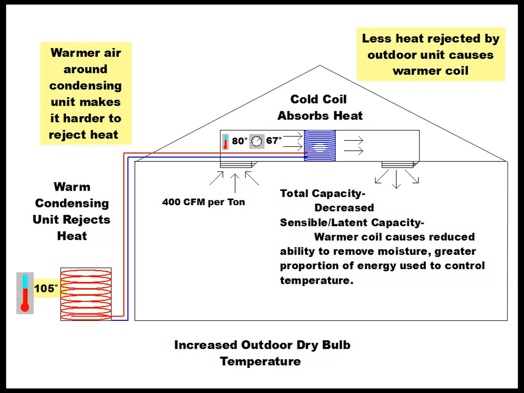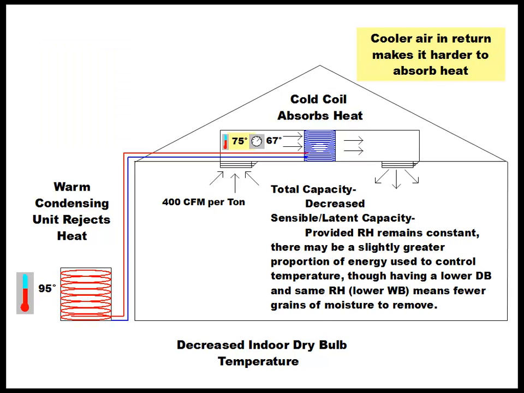So that means the net result here is that the system's capacity decreases, and the warmer coil will cause a greater percentage of energy to be spent on temperature control rather than moisture removal. This is one of the things that makes cooling in areas with hotter than 95-degree design temperatures and high humidity exceedingly difficult. Now, let's look at the example that got us into this mess.